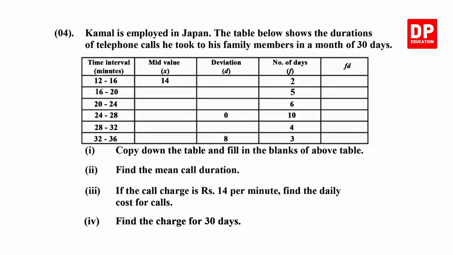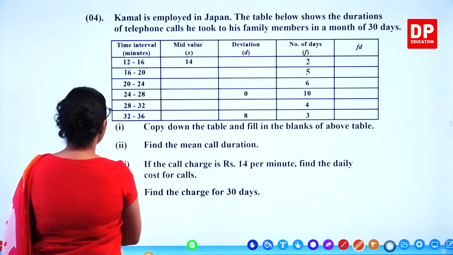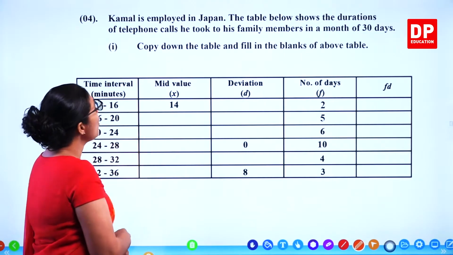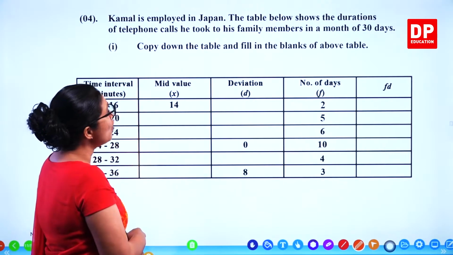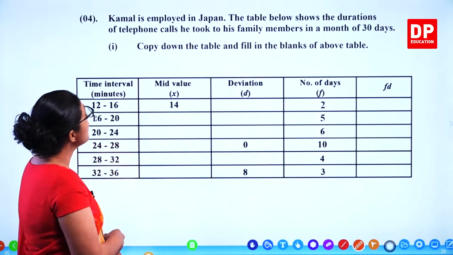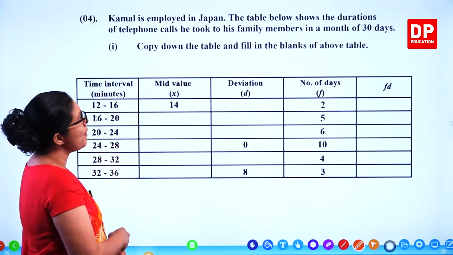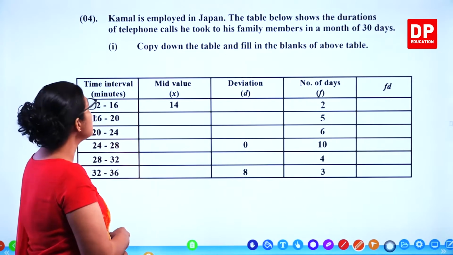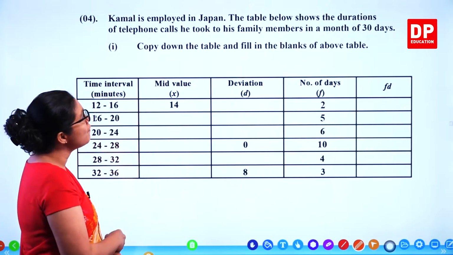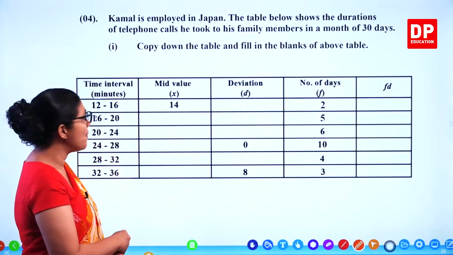Let's do question number 4. That's a statistics question. You have to find the mean value and answer the 2 questions. So let's do it. Kamal is employed in Japan. The table below shows the duration of telephone calls he made to his family members in a month of 30 days. Copy down the table and fill in the blanks of the above table.